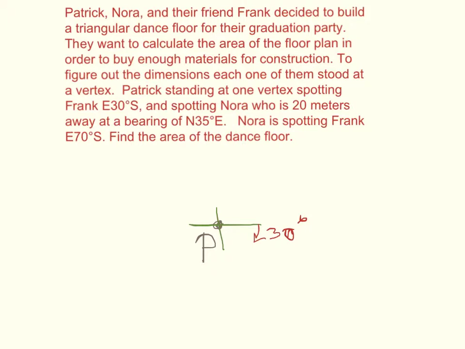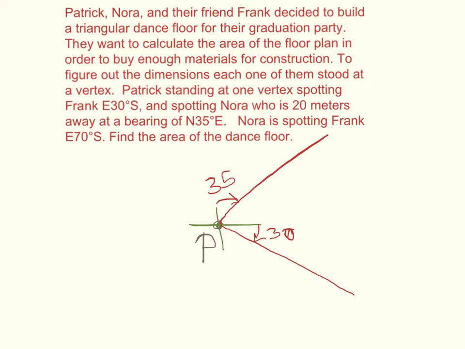Sorry for the horrible handwriting. Okay, I'm just going to say 30. So I'm going from the east towards the south. He's also spotting Nora, who's 20 meters away at a bearing of north 35 degrees east. North towards the east, and that's 35 degrees.